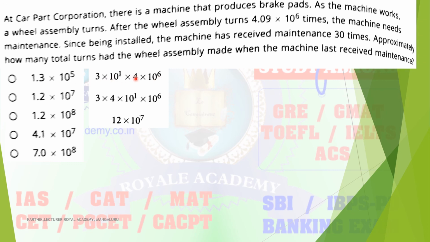Then I just multiply 4 times 3. How much? 12. And along with that, the power: if you multiply powers, what happens? It is addition. 10 to the power of 1 times 10 to the power of 6 is nothing but 6 plus 1 is 7. So 4 times 3 is 12 times 10 to the power of 7. So is this option there? This option is not there. So here 1.2 is there. So how to convert that one?